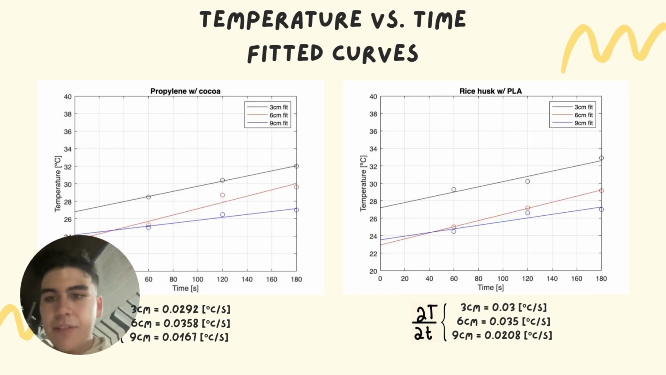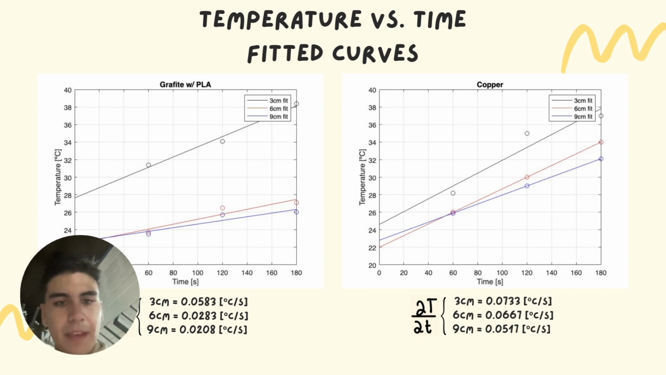Then we fitted the data of temperature versus time into a linear equation and calculated the first derivative for each point measured, 3, 6, and 9 centimeters. The results are shown underneath each graph. Here we have the results for propylene with cocoa and rice husk with PLA. And here the results for graphite with polylactic acid and copper.